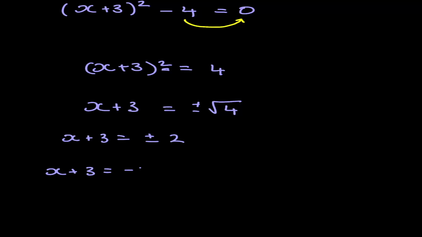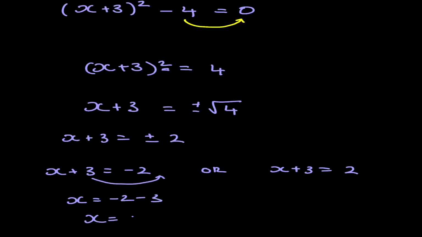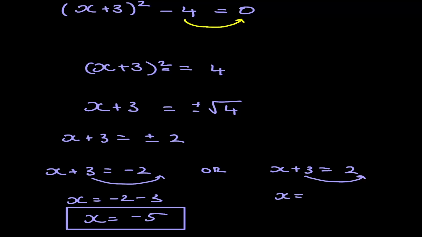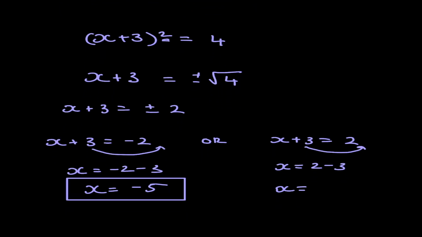And let's work with the negative solution first. And then we're going to work with the positive solution. So write it out twice. So x plus 3 equals negative 2, or x plus 3 equals positive 2. And then we're going to solve for x. So we're going to bring that 3 across. So you got x equals negative 2, take 3. So my first solution is x equals negative 5. And you're going to bring that 3 across. So you have x equals 2, take 3. And your second solution is x equals negative 1.